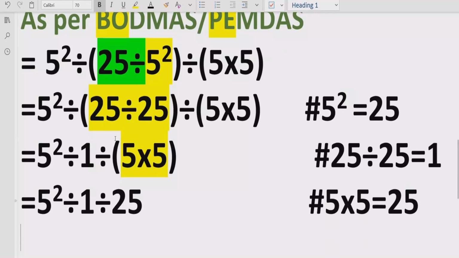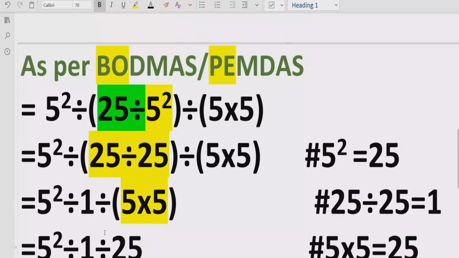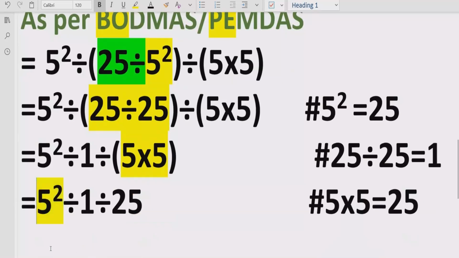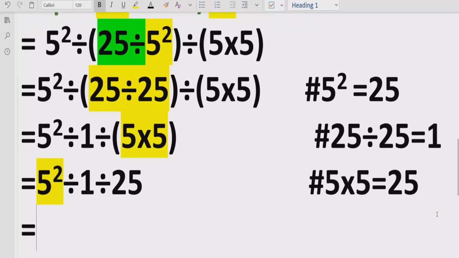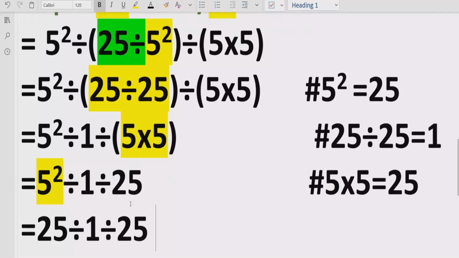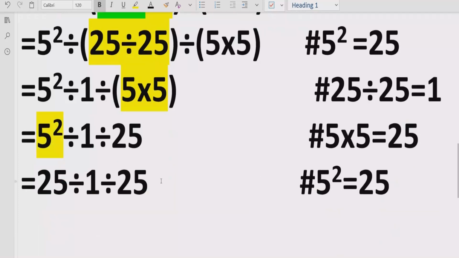Now we have to see the all exponent part. So yes, we have another exponent part which is 5 raised to power 2. So we will write like 5 raised to power 2 means 5 multiplied by 5, which is equal to 25, and divided by 1 divided by 25, we will write here as it is. And here we have to give the reference 5 raised to power 2 equals to 25. And it becomes like this way. Now we have solved the step number 2.